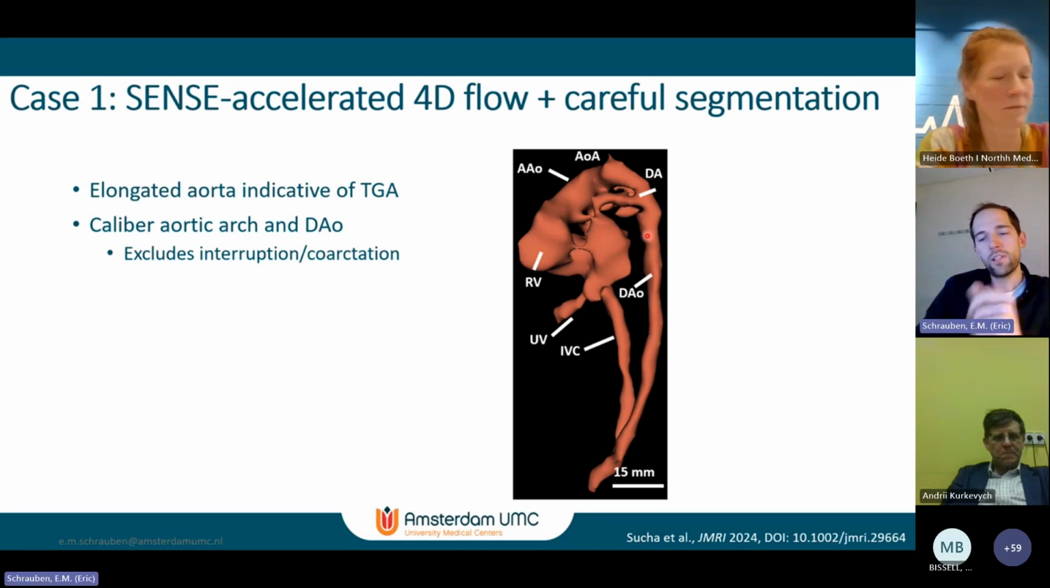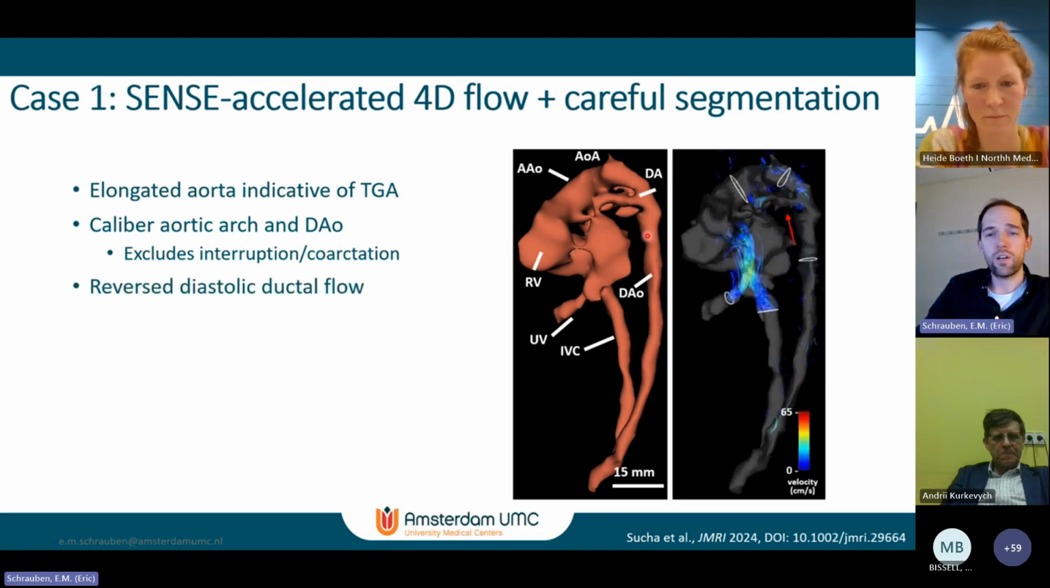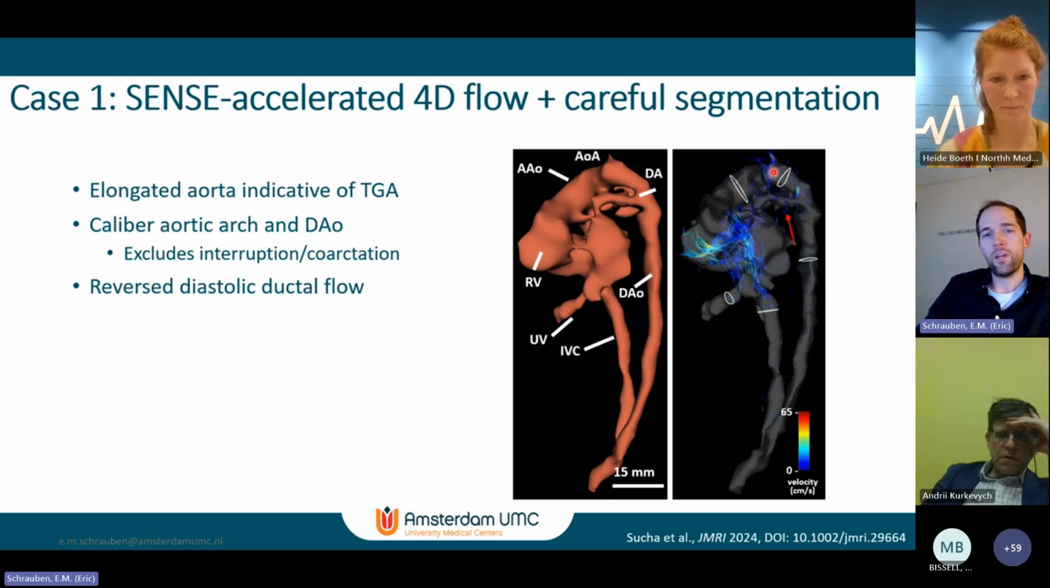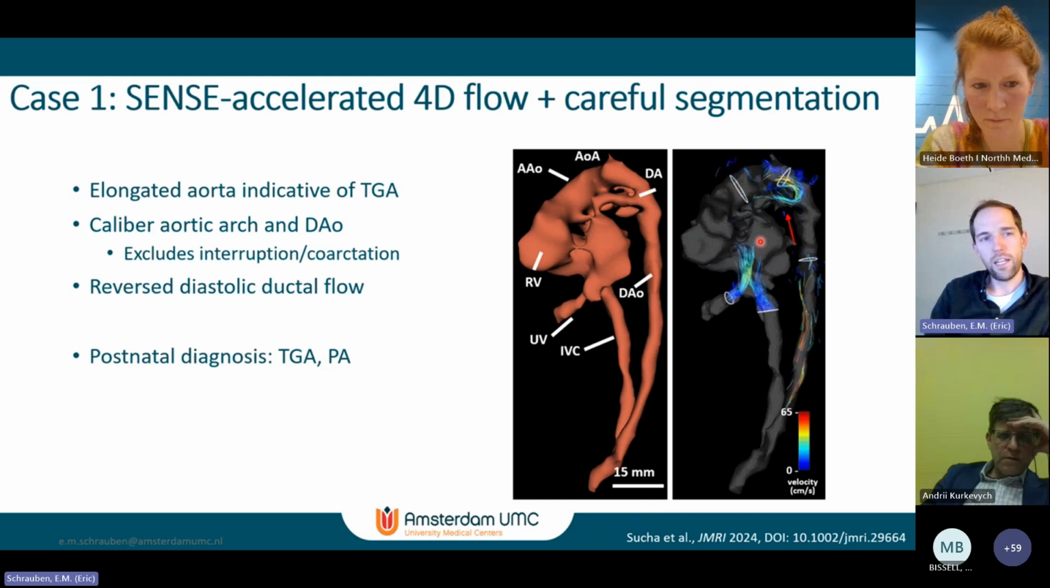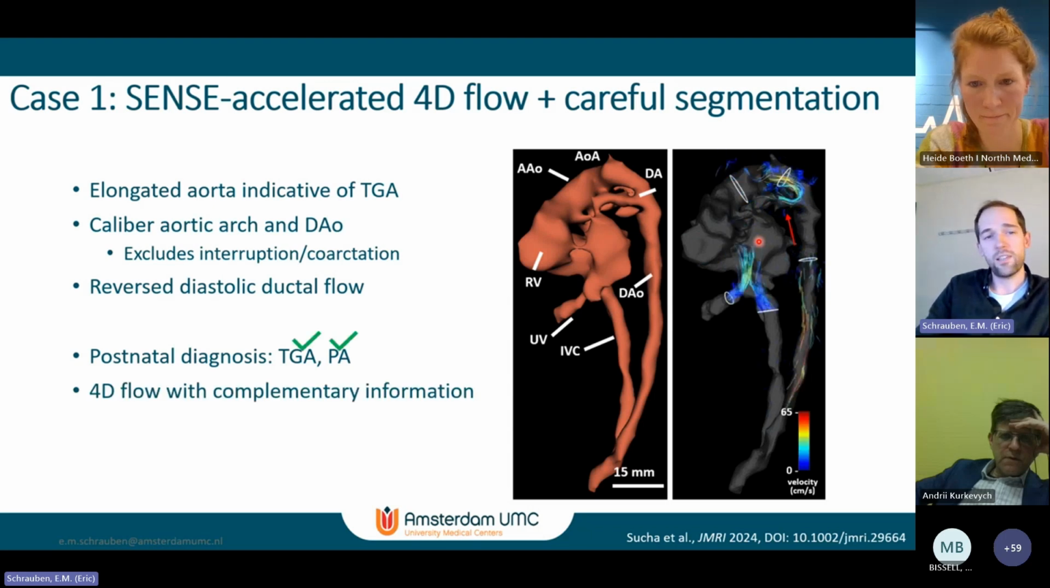Now, if we load this segmentation into a 4D flow software, then we can get a more in-depth flow characterization, including emitting particles from the ascending aorta, which then appear to reverse over this narrowed ductus arteriosus. So this results in a reverse diastolic ductal flow. And indeed here, the postnatal diagnosis was a TGA and pulmonary atresia. So 4D flow in this case did give us some complementary information, and we could confirm both of these.